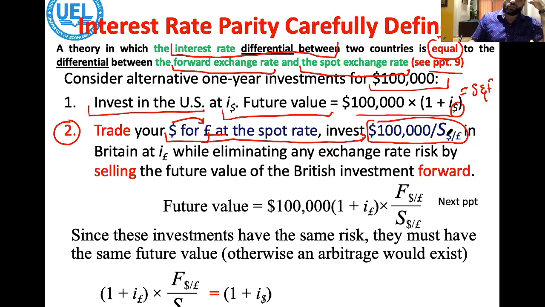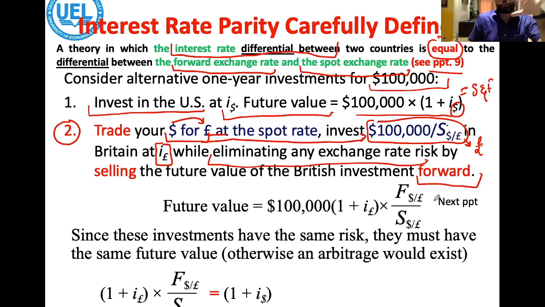Your answer comes out in pounds. Once you have pounds, you invest in Britain at the interest rate in Britain, while eliminating any exchange rate risk by selling the future value of the British investment at the forward rate. Once you have this investment at the spot rate, you minimize your risk by entering a contract at a forward rate. Maybe you have a profit or maybe a loss; we assume it's a profit. That's the idea for calculating your future investment.